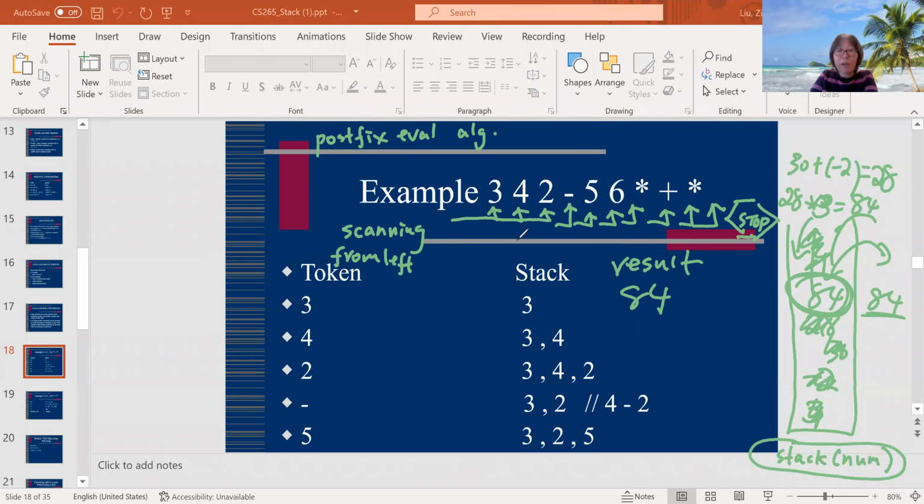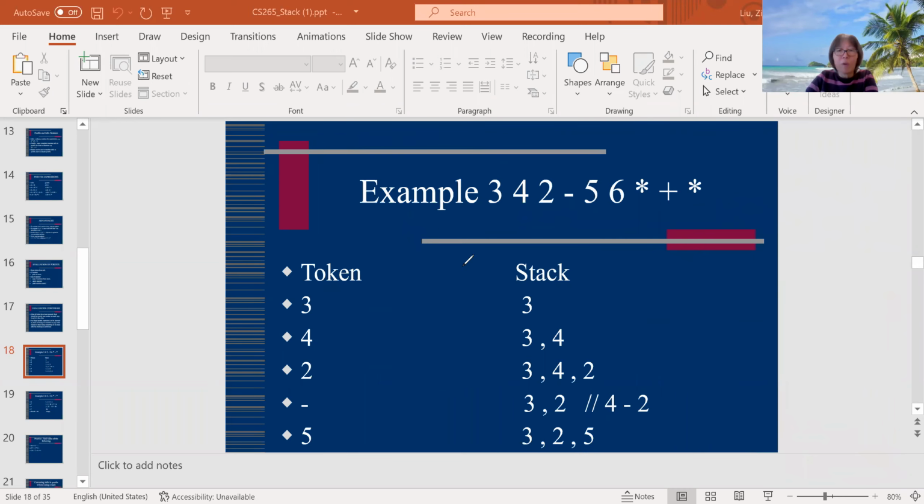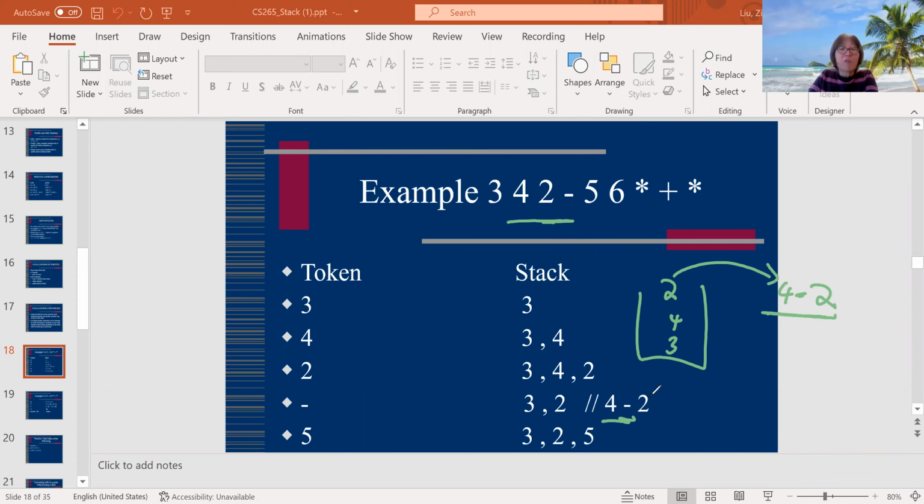I think over here I made a mistake. So over here, we have 3, 4, 2. The first number popped out should be on the right. The second one popped out should be on the left. Okay, so just keep that in mind.